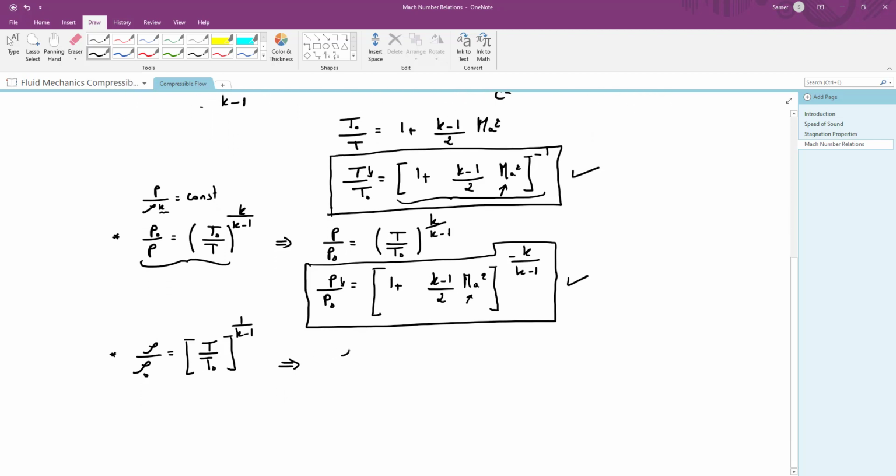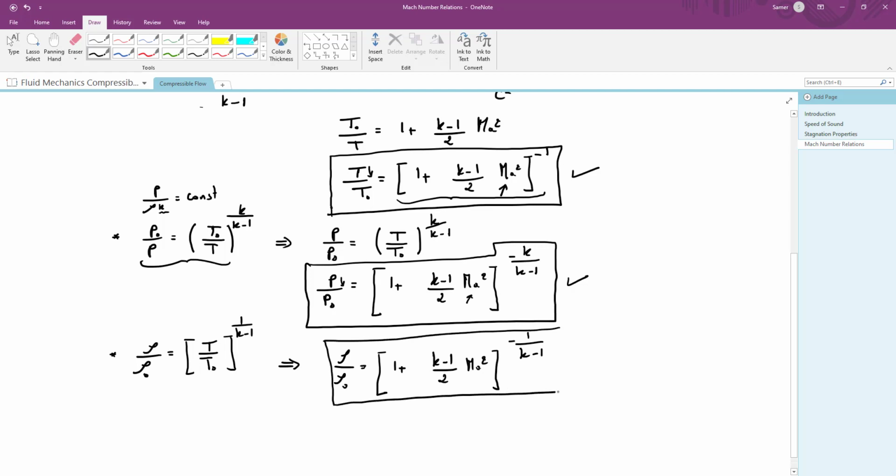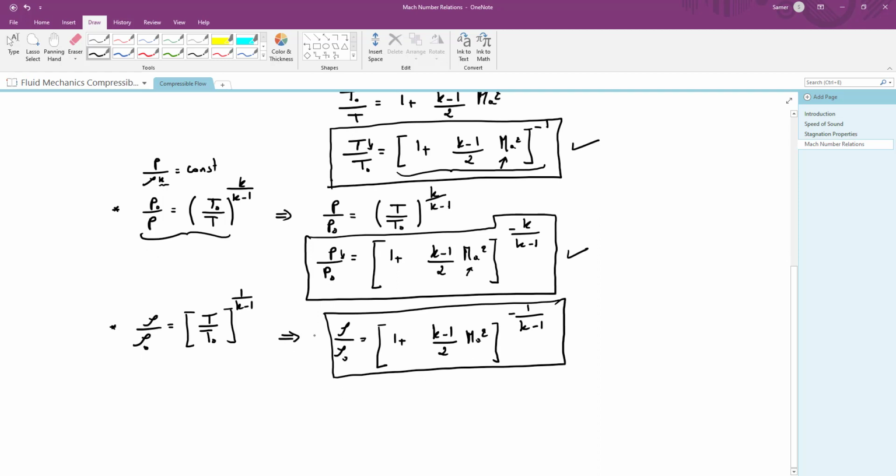So replacing T over T naught by this Mach number expression, we have a relationship between the variation of the density and the Mach number. So rho over rho naught is equal to 1 plus K minus 1 over 2 times the Mach number squared, to the power minus 1 over K minus 1. This is another relationship relating the variation of the density of an ideal gas with respect to the Mach number. Here we have the same conclusion: when the Mach number increases, the density of the ideal gas decreases, simply because all the powers here are negative. So this is an inversely proportional relationship between the properties of the ideal gas and the Mach number. Please also pay attention that this density expression is only valid for isentropic flow of ideal gases.